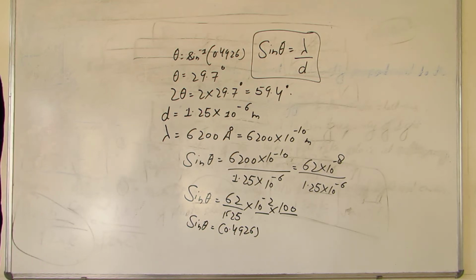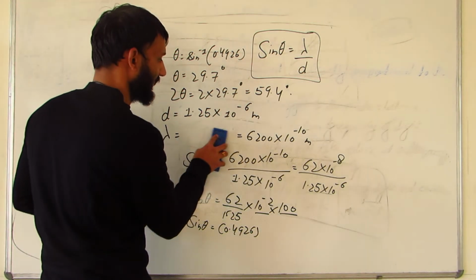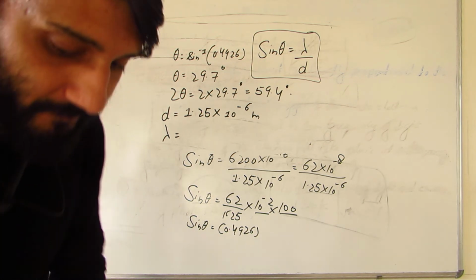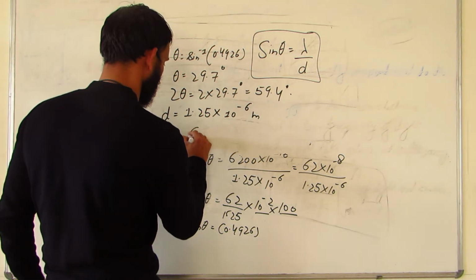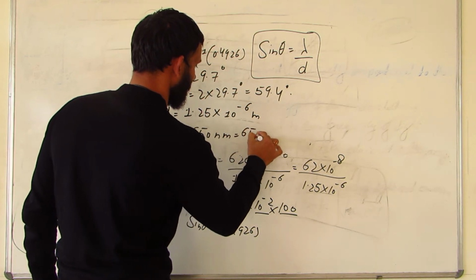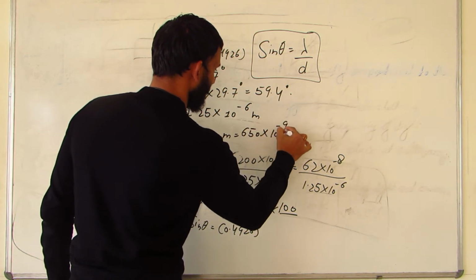One more, I'll show you how to do this one. You can have a look at what I have done, and I hope you understood this part. So next, given is monochromatic light of wavelength 650 nanometer, which is 650 into 10 to the power minus 9 meter.